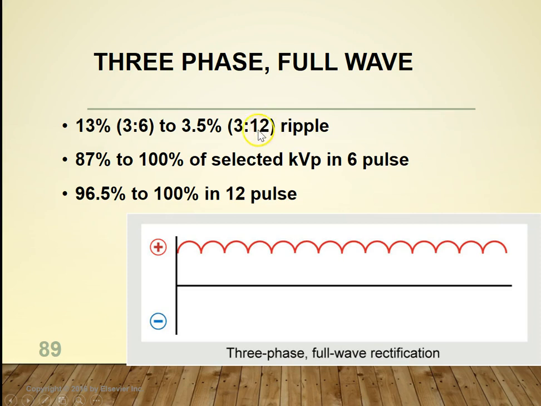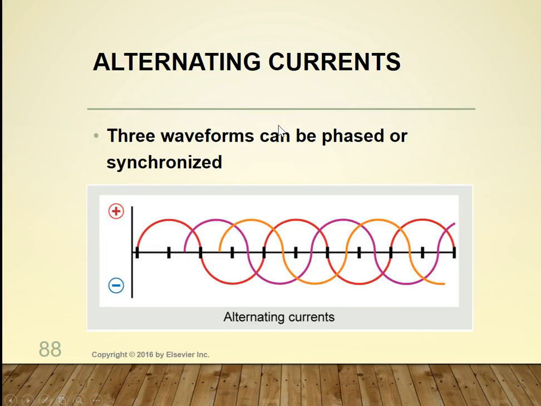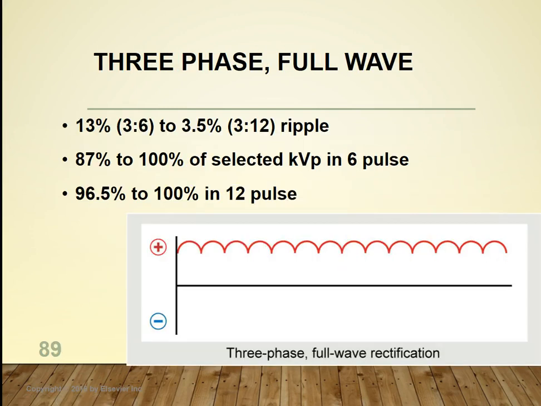As you notice, the more pulses that you can get to interact like this, see, that's just 3 waveforms. Here's 6 waves, or 6 phase, and then a 12 phase, and it decreases the ripple. So let that sink in a minute.